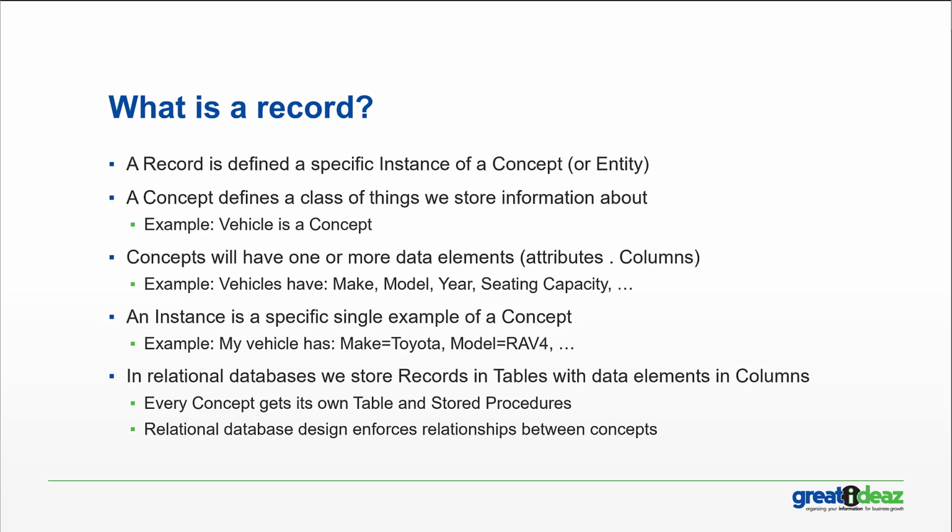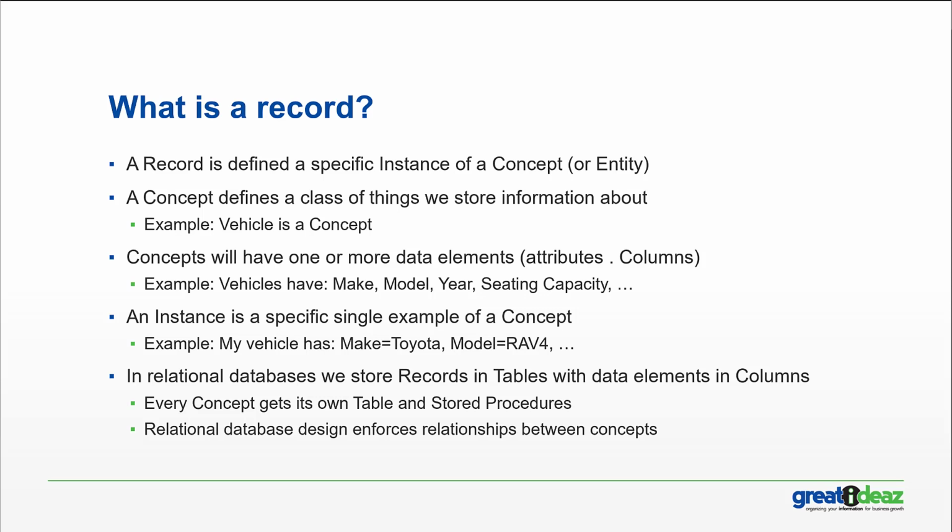Another way you might think about this is in relational tables, where we store records in tables with data elements in columns. So a record becomes an instance, a table is a concept, and the columns are the elements within that table. In a relational database, every concept and every variation of each concept is going to get its own table and its own set of stored procedures. So if I have a vehicle concept, it would have a vehicle table and a bunch of stored procedures. If I had something similar, like a commercial vehicle, where I needed to store different information from a personal vehicle, then I would potentially have two separate concepts, two separate tables, and two separate sets of stored procedures.